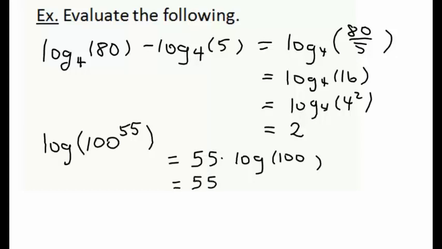Now we can write 100 as 10 squared. And now the base of our logarithm as well as the base of our exponential expression are the same, so we get 55 times 2 for 110.